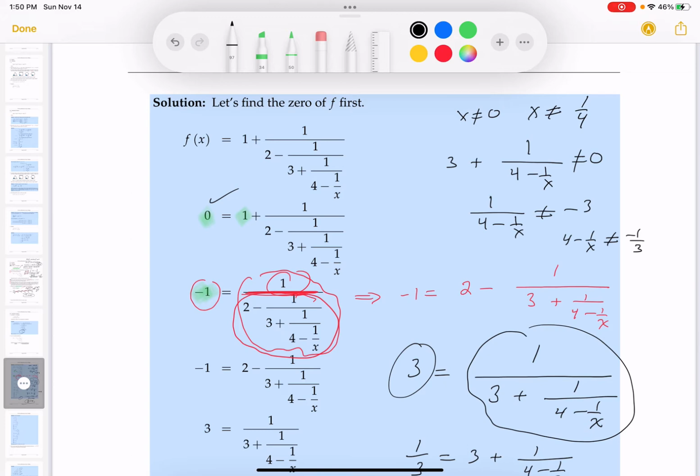I know that much. And what do I get over here? Well, I get 4 plus 1/3, and that's what 1 over x can't be. That's going to be 13/3, right? That's 12. Yeah, 13/3. So 1 over x can't be 13/3, so x can't be 3/13.